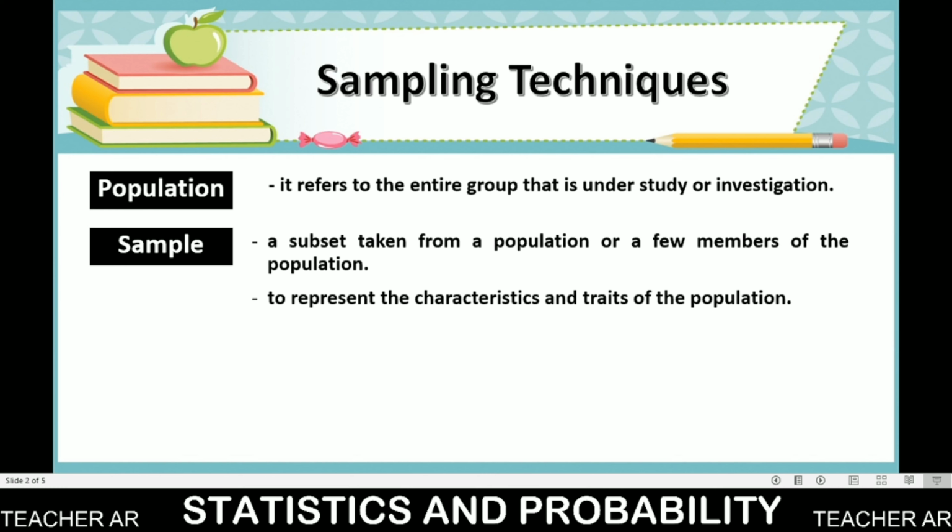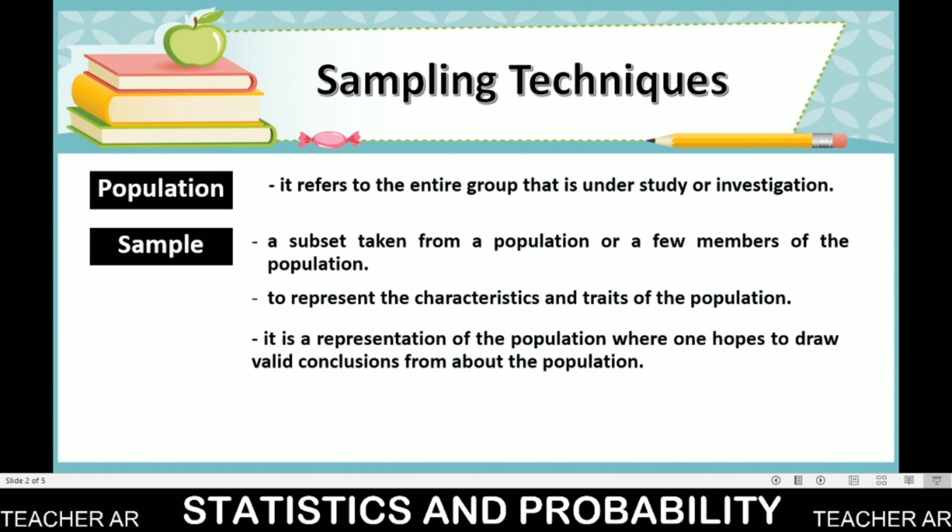Ibig sabihin, whatever will be the result of the investigation or whatever will be the result of the study about the sample, it will represent to the whole population. In the other words, sample is a representation of the population where one hopes to draw valid conclusions from about the population. Again, do not forget, sample is a representation of the whole population.